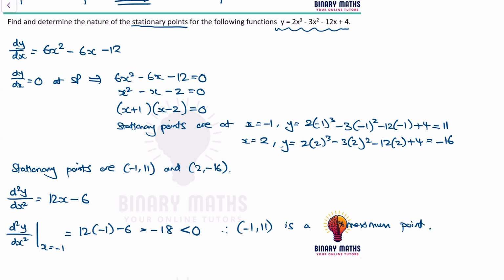Now, again, you need to substitute x equals 2 into the second derivative. So you get 12 times 2 take away 6, which is equal to 18. That is greater than 0. Therefore, the point (2, -16) is a minimum point.